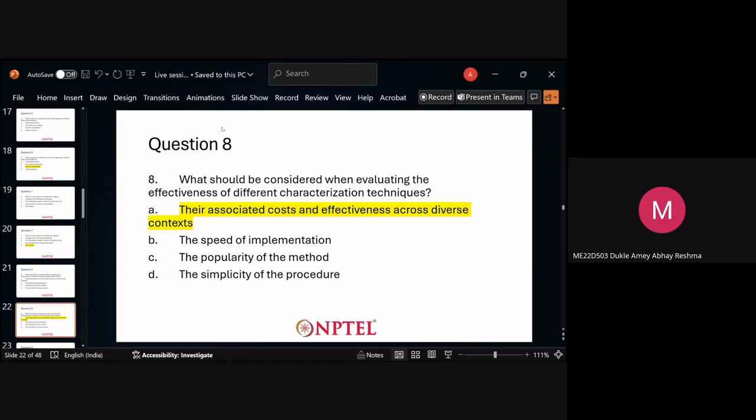What the question is asking is, when you are given different characterization techniques, you are an engineer and you have to select the appropriate one.